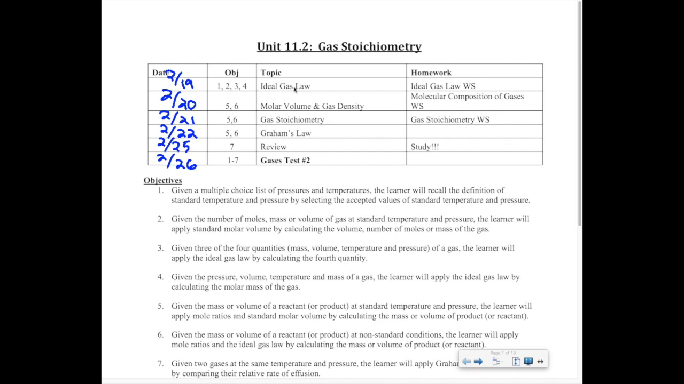Howdy guys, we're here to talk about molar volume and gas density. This is going to be video number 2 in our section, and you should be doing this on February 20th.